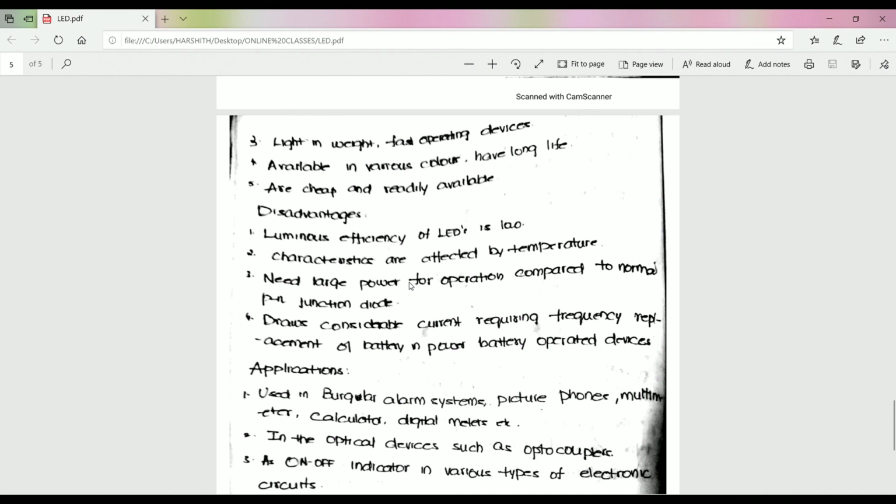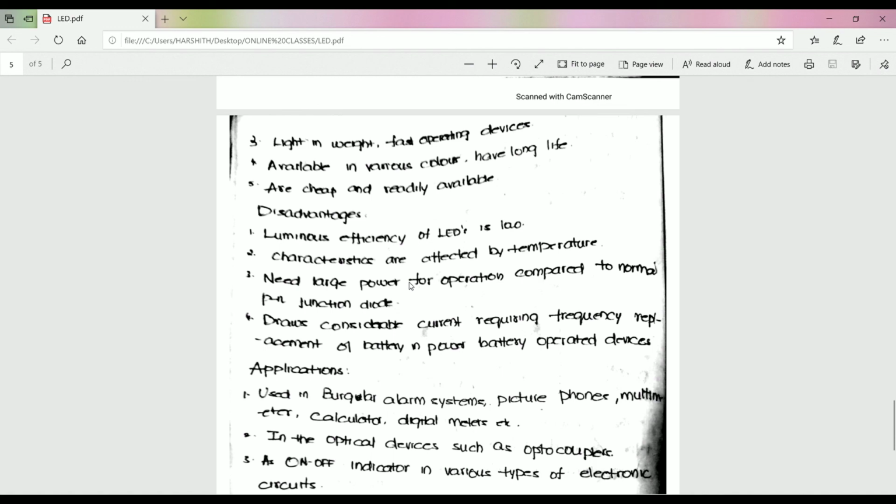LEDs are light in weight. LEDs are available in various colors. LEDs have a long life. LEDs are cheap and readily available. LEDs are easy to interface with various other electronic circuits. Some LEDs radiate infrared light, which is invisible but still useful in some applications like burglar alarm systems.